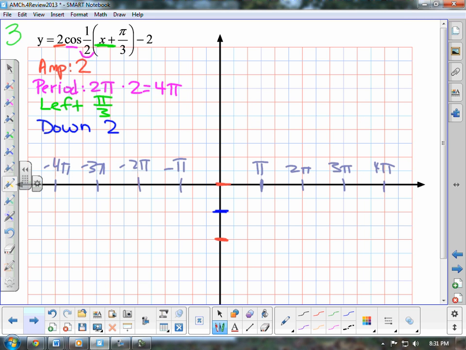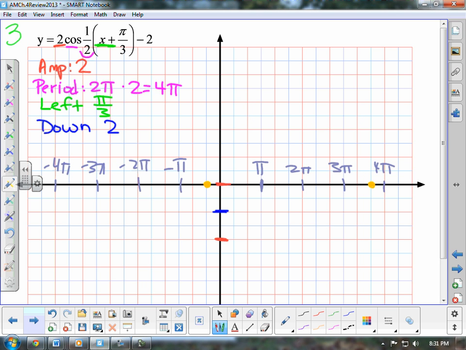And finally, we have to deal with the shift, but let's see the cosine. Cosine starts at its maximum, which is here. But now we have to shift it to the left pi over 3, so that is going to start it there. And cosine completes a full cycle and it ends at its maximum. Now our period is 4 pi, which is 3, 6, 9, 12 marks away on our scale. So from our point we already have here, we need to go 12 marks away, which is right there. That's one cycle of it.